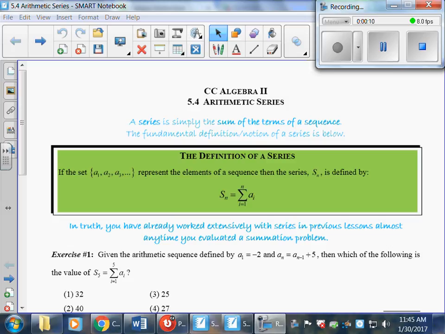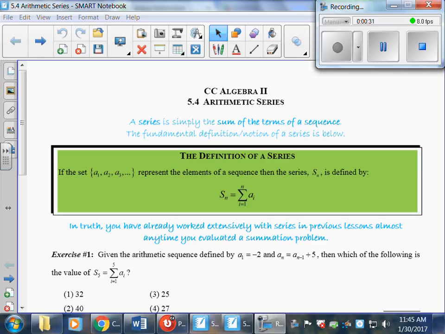Now we talked a little bit about sigma notation in our last lesson, and today what we're going to do is talk about a series, which is basically the sum of the terms of a sequence. So think about what we talked about in lessons 5.1 and 5.2 when we had sequences. Now what we're going to basically be doing is just adding those sequences together.